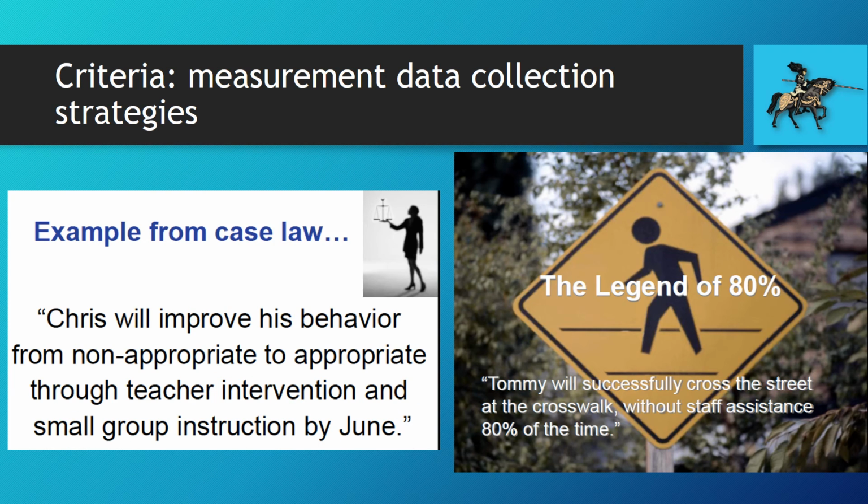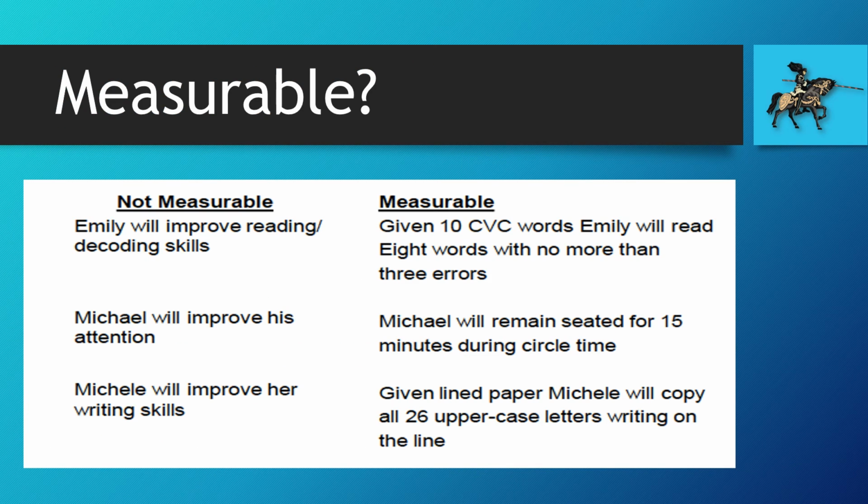Think about criteria. Does it pass common sense and legal scrutiny? After all, consider the goal: Tommy will successfully cross the street at the crosswalk without staff assistance 80% of the time. How wise is that percentage based on that goal? Here are examples of what is not measurable and what is measurable. If you notice, the measurable column has specific details.